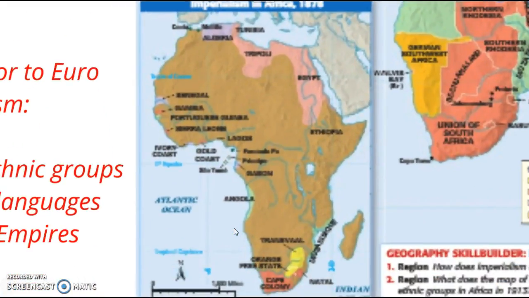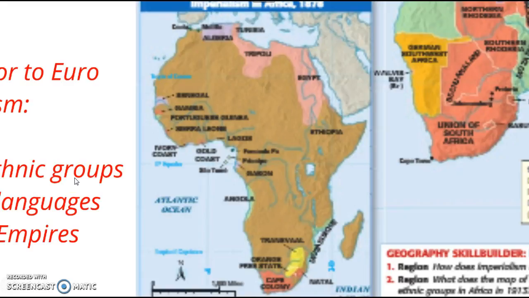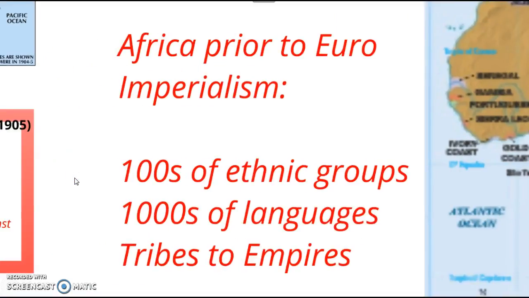Okay, so if you look at Africa there, Africa before the Europeans start taking over, all that brown stuff was controlled by Africans. So, the African groups that were in control. You have tons of different ethnic groups. Not all Africans are the same. Africa is a humongous continent. When the Europeans showed up, there were thousands of different languages they spoke, and most of them would have been different tribes. So these Africans do not think of themselves as the same.